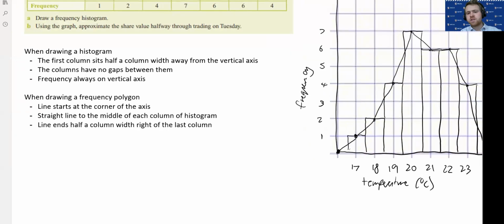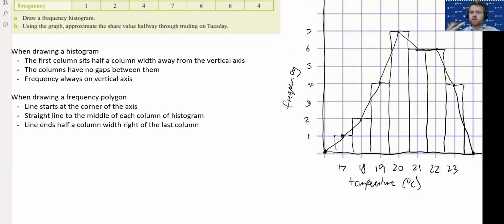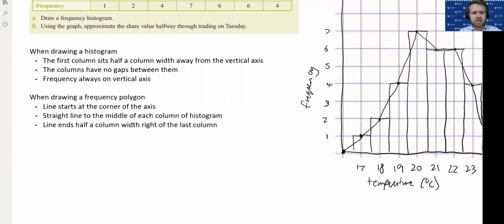So what we can do is have a histogram with the frequency polygon on top, okay? And it shows both of those things there. All right, so remember these key details. First column of the histogram is half a column width away from the vertical axis. The columns have no gaps, and the frequency is always on the vertical axis with a histogram.